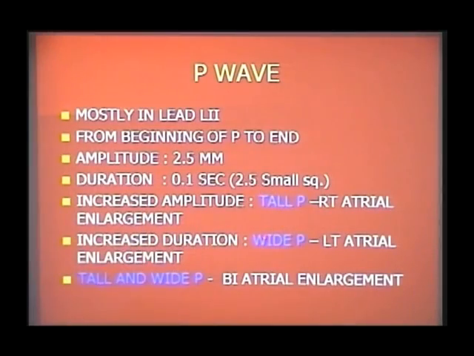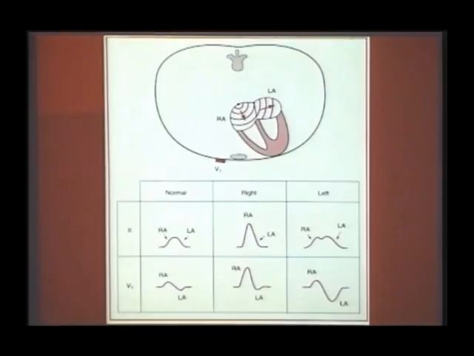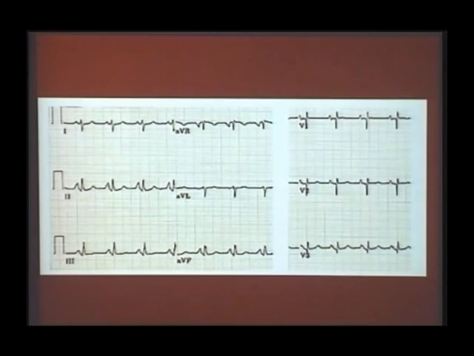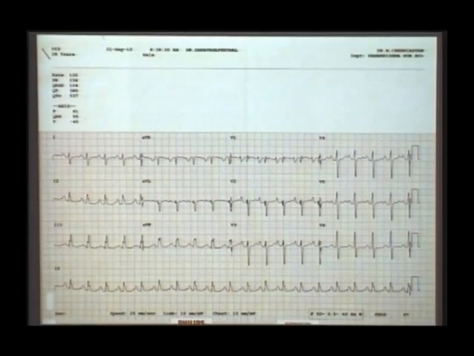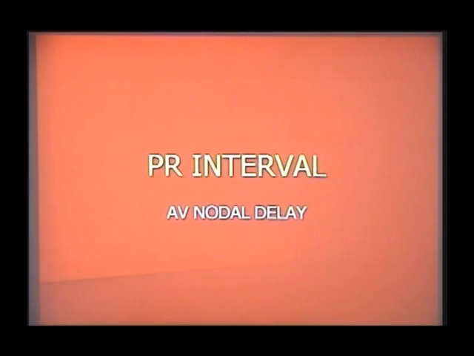So this is where the P wave ends. 2.5 you have to remember. The lead you must see is L2. Tall P wave is right atrial enlargement. Wide P wave is left atrial enlargement. As you can see here, right atrial enlargement produces a tall P wave, left atrial enlargement produces a wide P wave. In this ECG of a tall P wave, as you can see in L2, the P wave is around 4 millimeters in height, so it's a right atrial enlargement. Here you can see it's a wide P wave, the duration is 4 squares, so this is a left atrial enlargement.